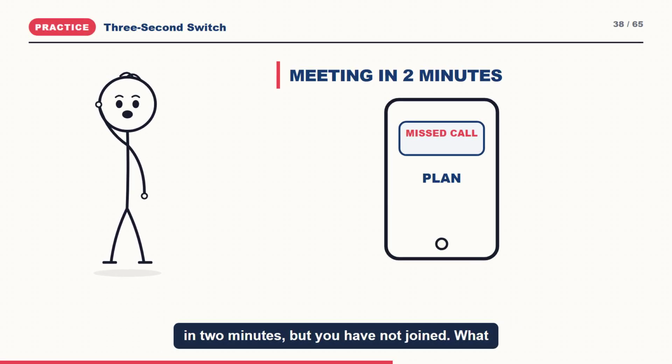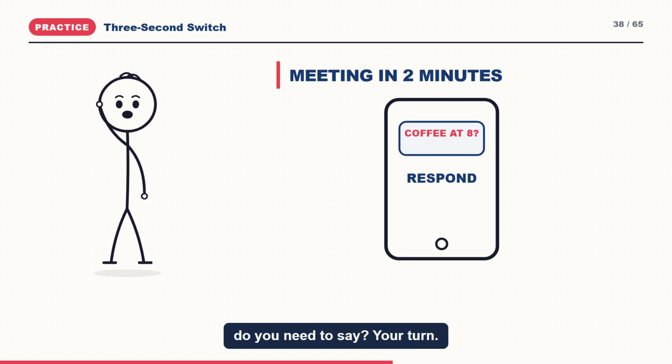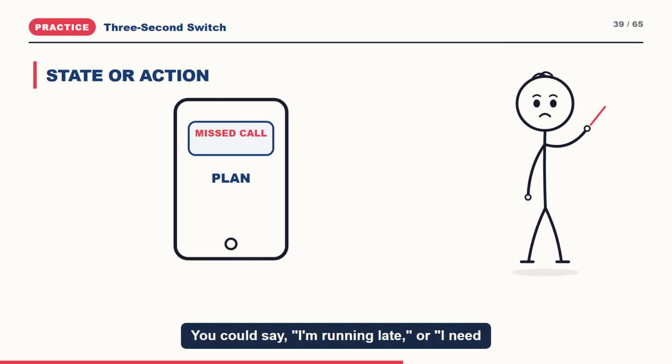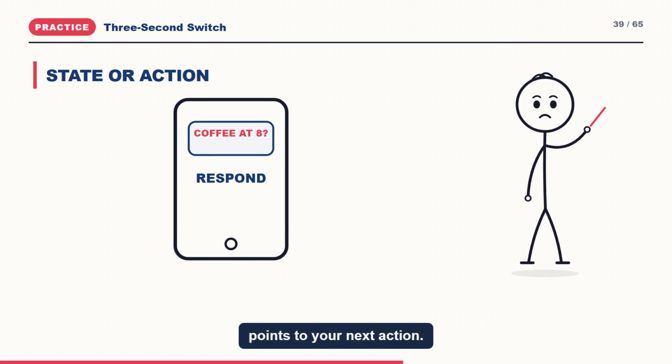Scene 2. Your phone shows that a meeting begins in 2 minutes, but you have not joined. What do you need to say? Your turn. You could say, I'm running late, or I need to join now. One describes your state, the other points to your next action.